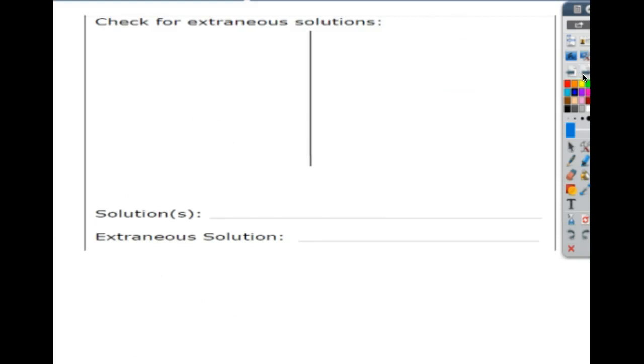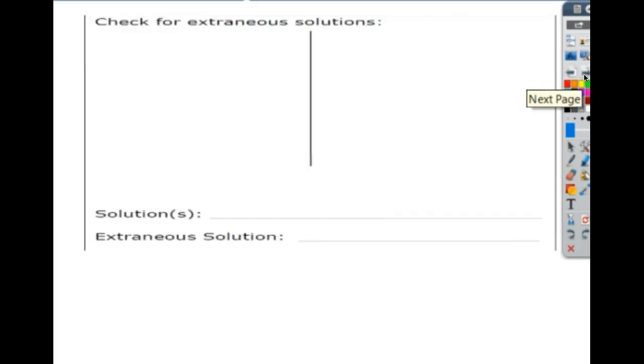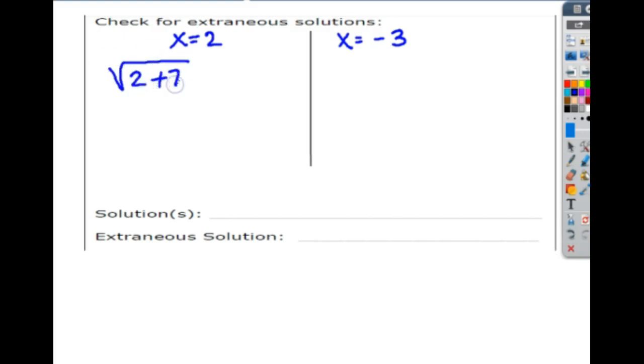So on the right-hand side of your paper, you have space for the checks. We had positive 2 and negative 3. So we're going to check x equals 2 and x equals negative 3. How do we check those? Substitute back into the original equation. So this is going to be 2 plus 7 minus 1 equals 2. This is going to be negative 3 plus 7 minus 1 equals negative 3.